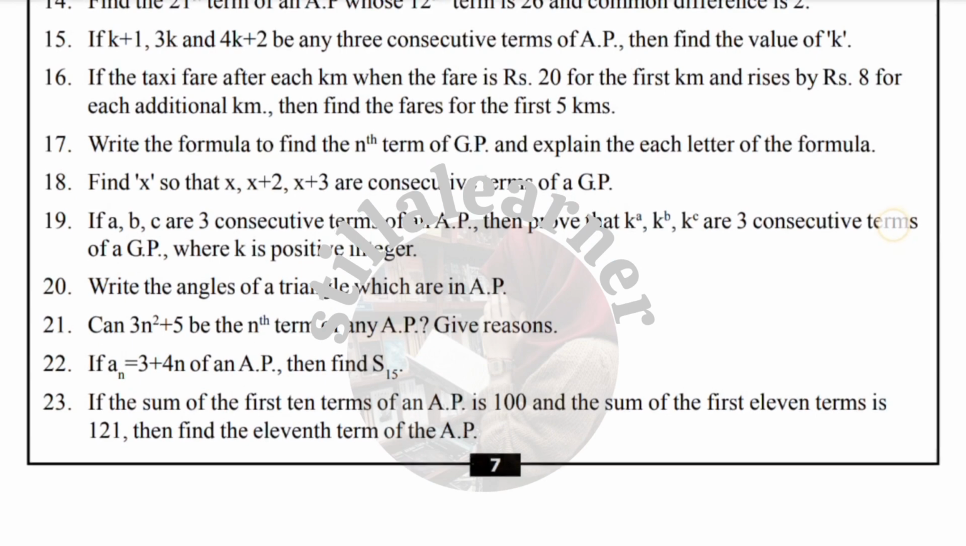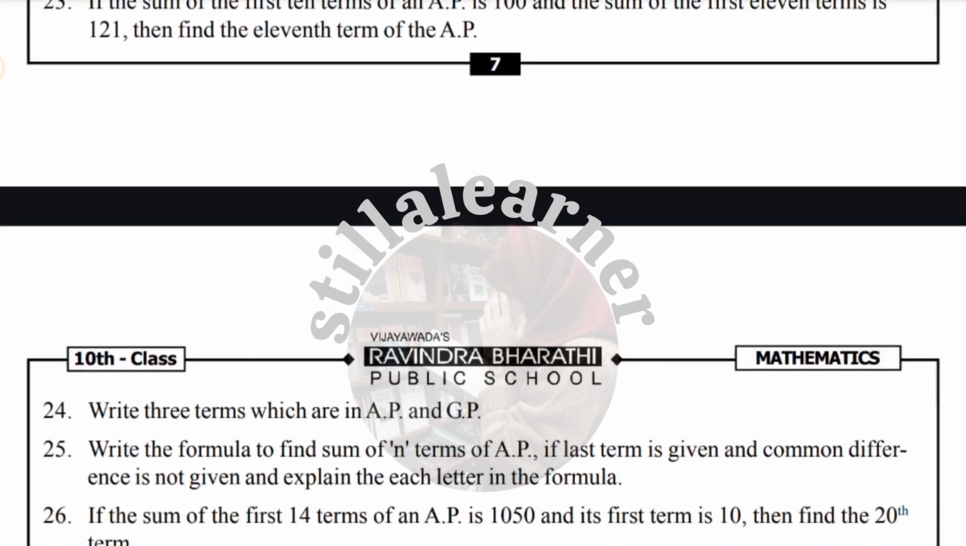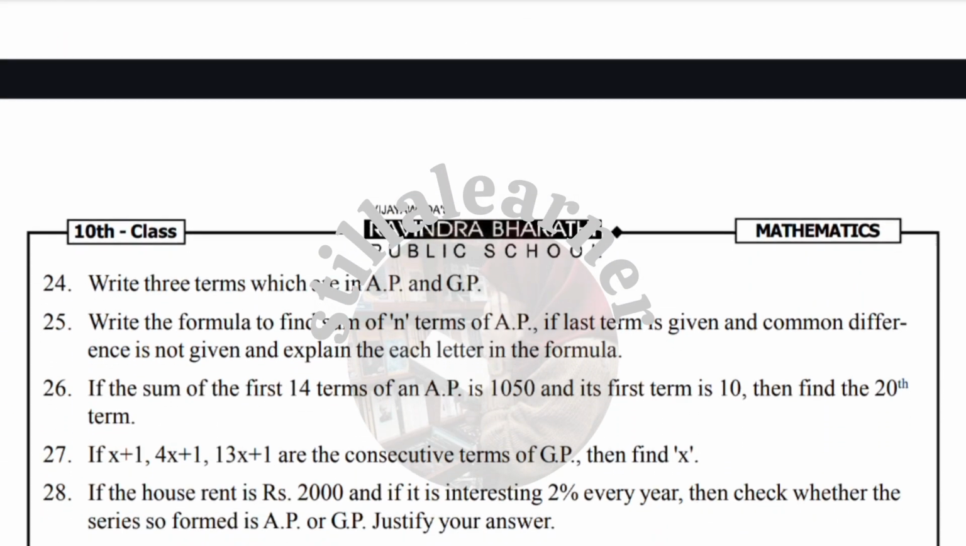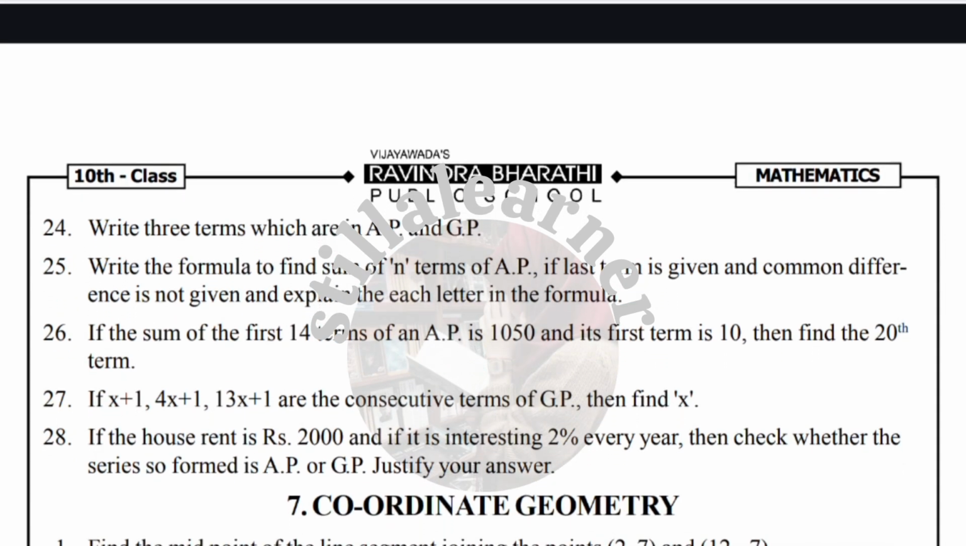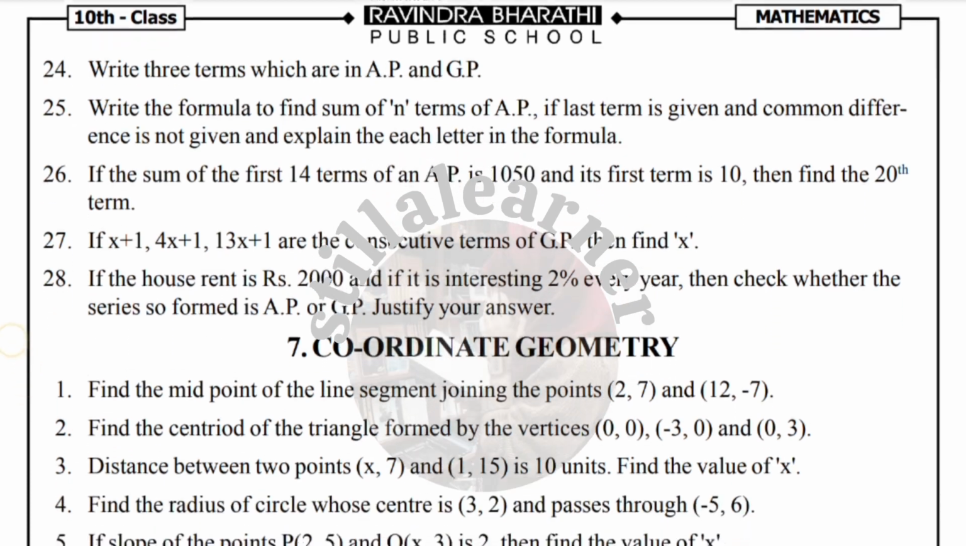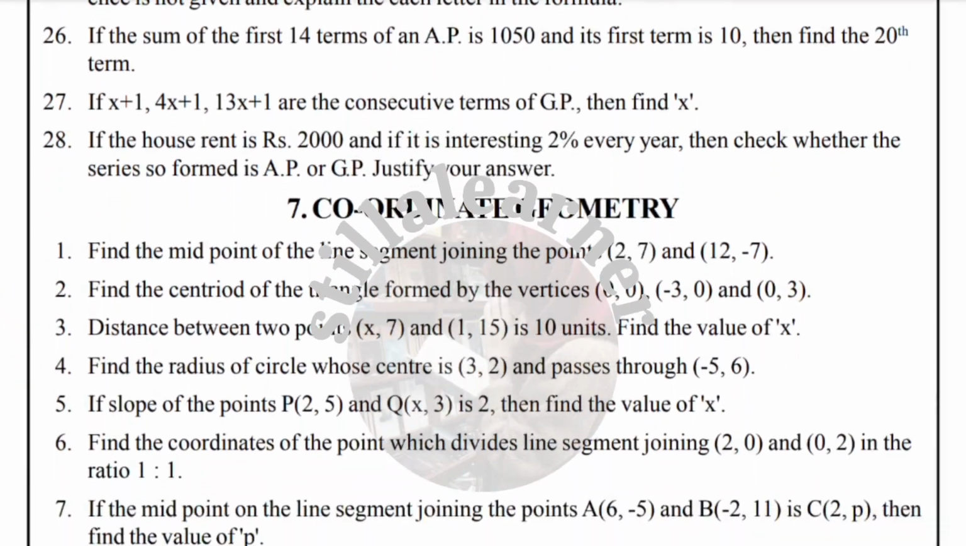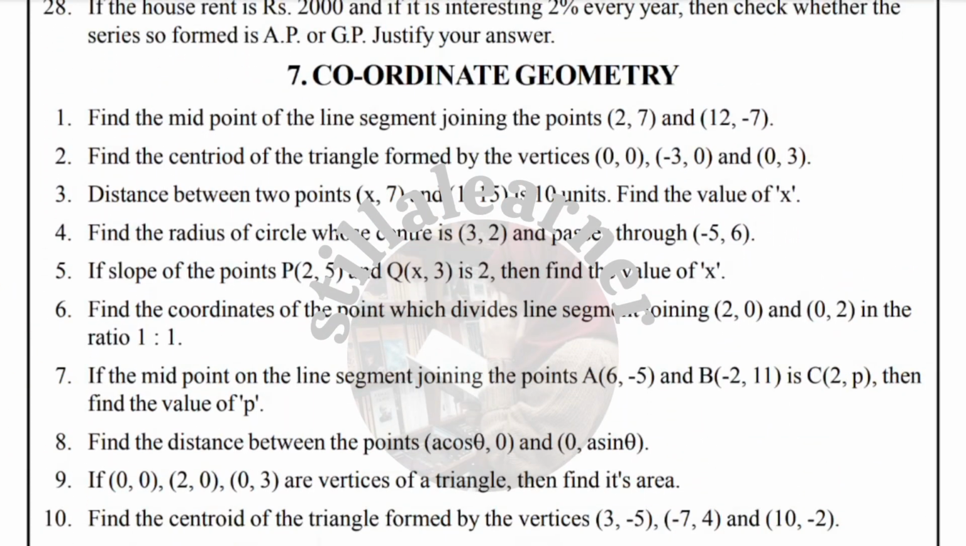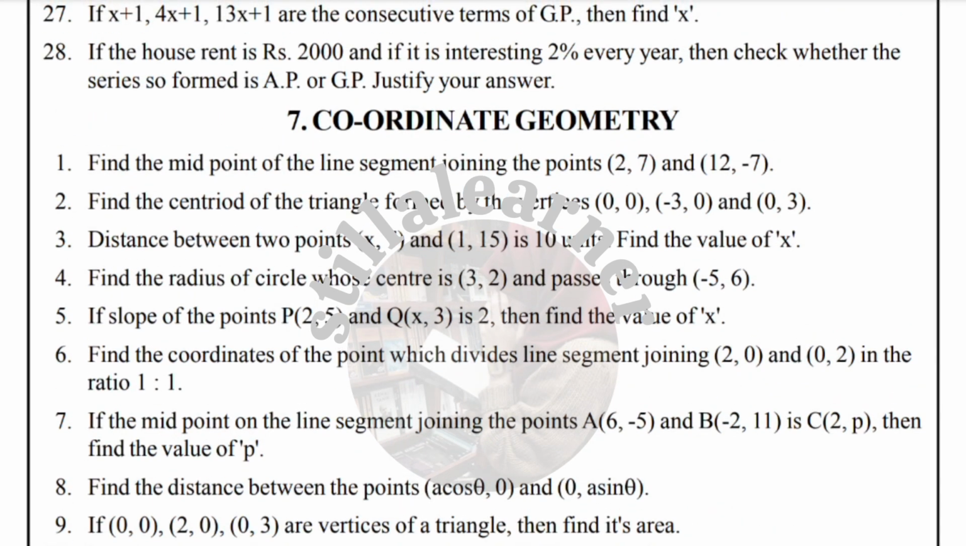And the 24th question, just go through this. You have to write the three terms of AP and GP. Like that. Next, we'll move to the next topic, that is a very easy chapter, coordinate geometry.